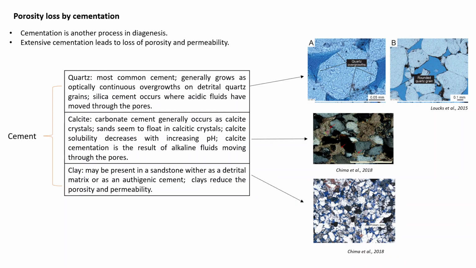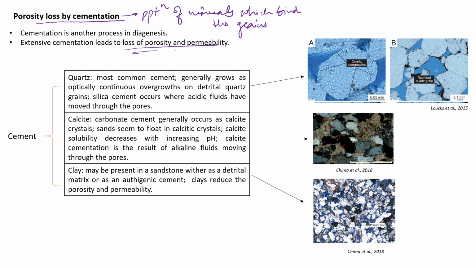Okay, so these were the different factors that are effective in the changes in porosity and permeability. Now, another way is the porosity loss by cementation. Whenever we say cementation, it means the precipitation of minerals which bind the grains. So cementation is another process in diagenesis, and extensive cementation leads to the loss of porosity and permeability.